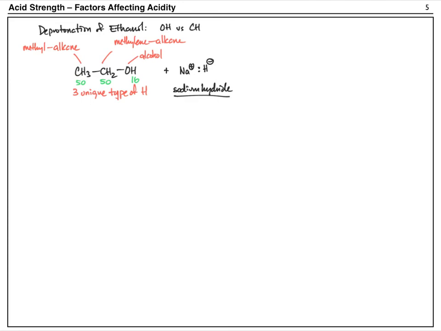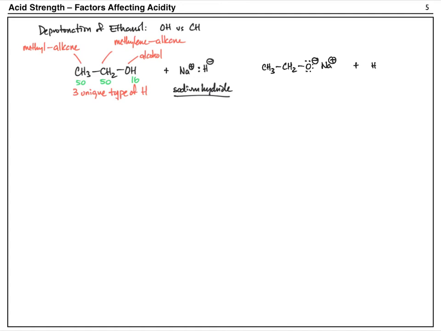So sodium hydride's our base. How do we know which of the three gets deprotonated if we have to make a choice? Well, again, the base is going to abstract the most acidic proton. So let's draw out the products that we would form. So there's our conjugate base plus the sodium counterion.